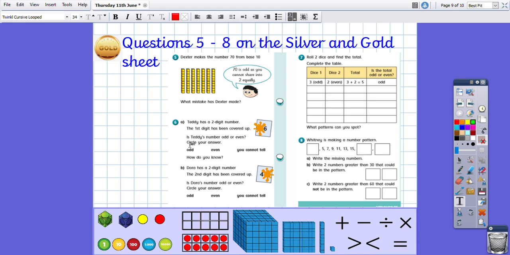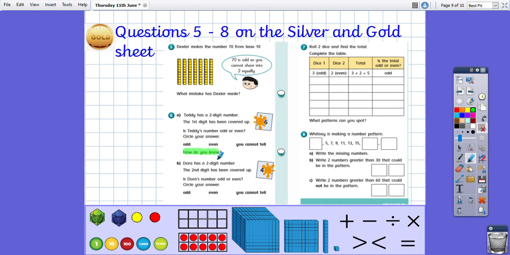Then question 6. Teddy has a 2-digit number. The first digit has been covered up, so his tens digit has been covered up. Is Teddy's number odd or even? Circle, but you need to tell me how you know. That's the really important part, okay, is how you know.